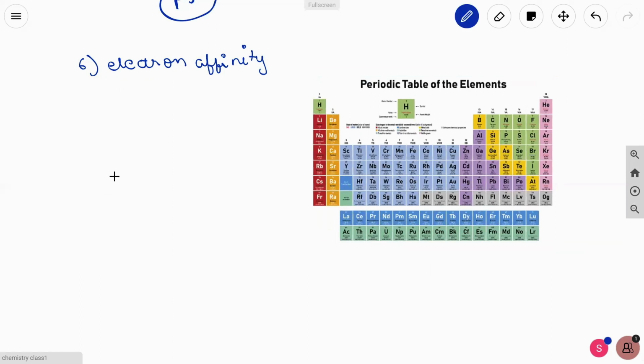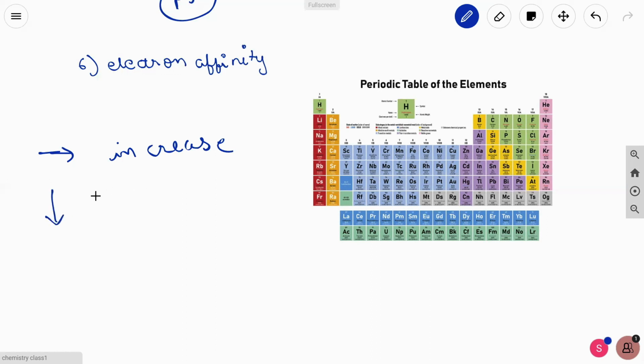The energy given out increases as the nuclear charge, the force exerted on each electron, increases. So when you go from left to right in a period, you see an increasing trend of electron affinity.